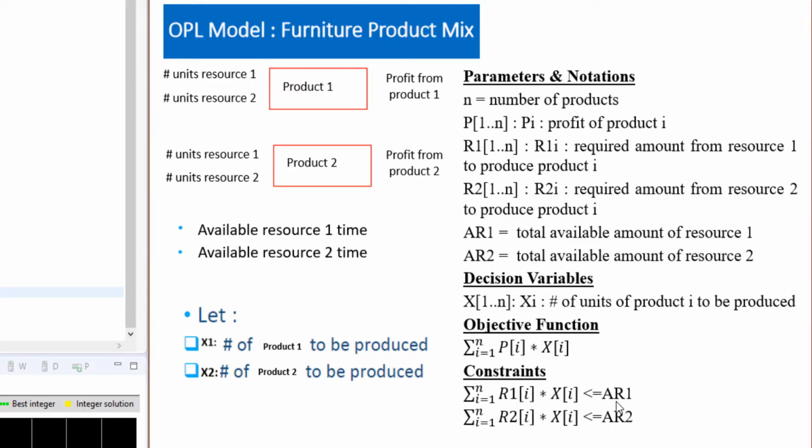The same for the second constraint. Required resources from resource 2 for product I times number of units that will be produced from product I. And I will be the first product, then the second product, then the third product till the summation is complete. And this should be less than the available amount of resource 2. In this way, I have written my optimization formulation in a compact way.